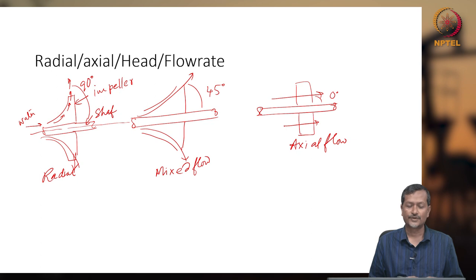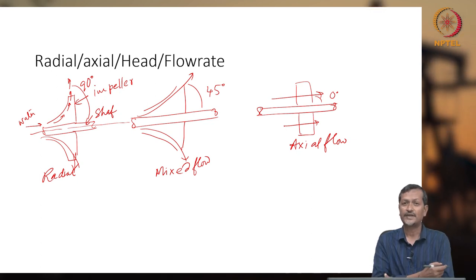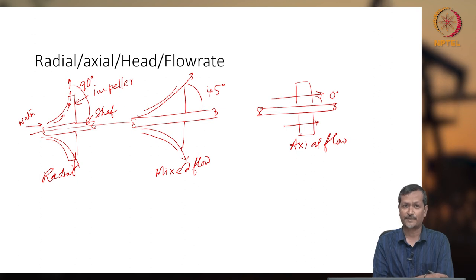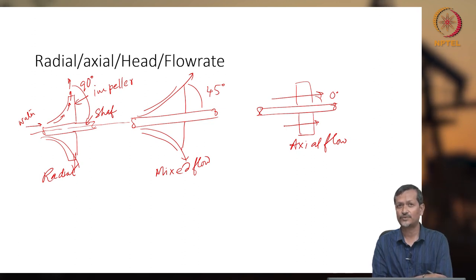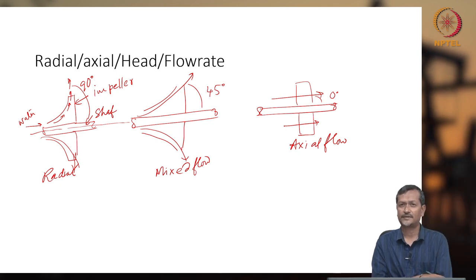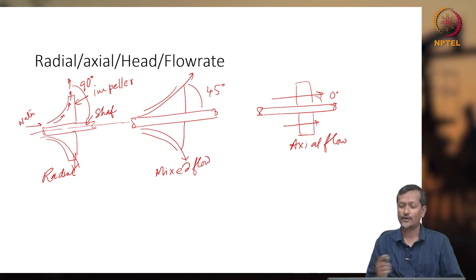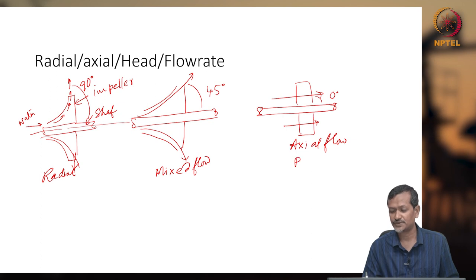Radial flow pump will be commonly used for your ESP application, electric submersible pumping application. In some cases, you use mixed flow impeller, but normally in surface applications many times people will be using it. Axial flow is normally not used in the oil industry because it develops very low pressure or head.